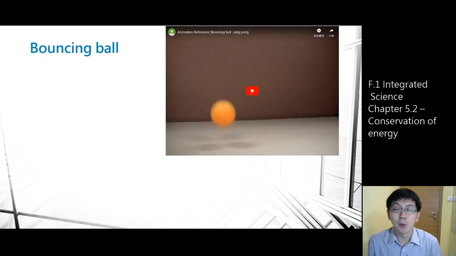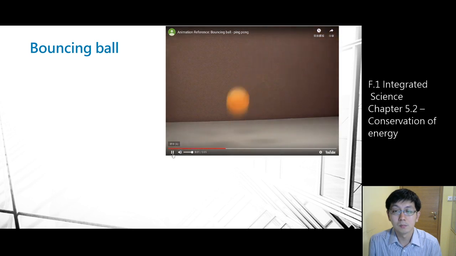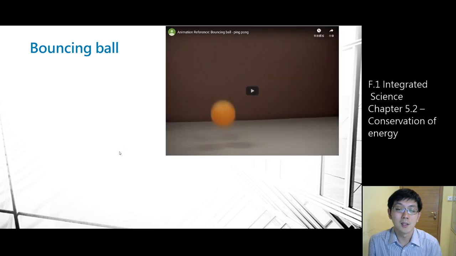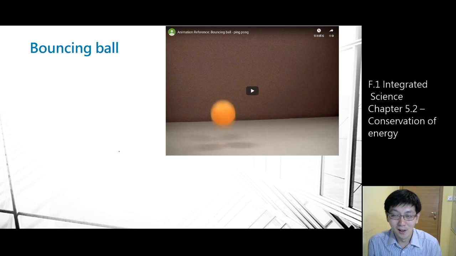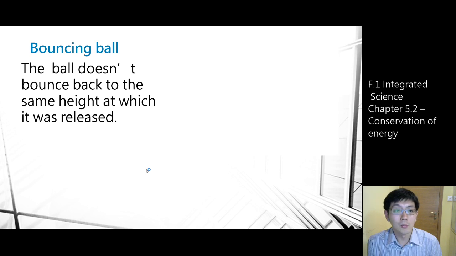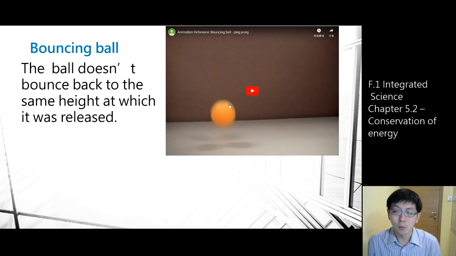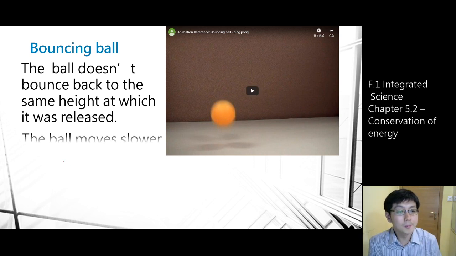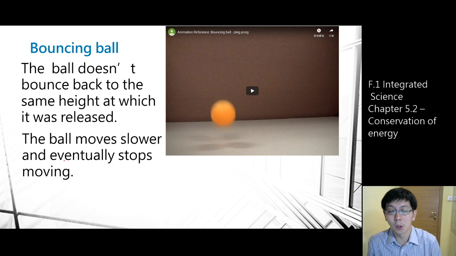However, in daily life, you know that things are not so simple. Now I'm going to play this video and observe what happened here. Easy, simple, right? What have you found? Very interesting fact. The ball does not bounce back to the same height from which it was released. It seems that it will never go to the original height. And the ball moves slower, and eventually the ball will stop moving.